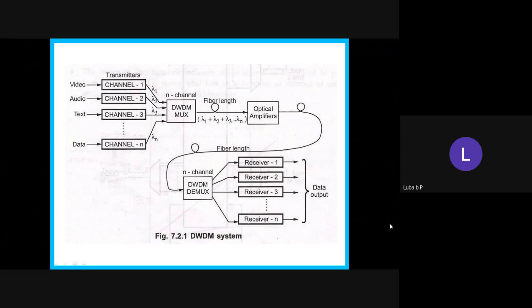That is the dense WDM system. It is similar to the normal coarse WDM system. The difference is the larger number of channels, and since it is dense, the spacing is very small.